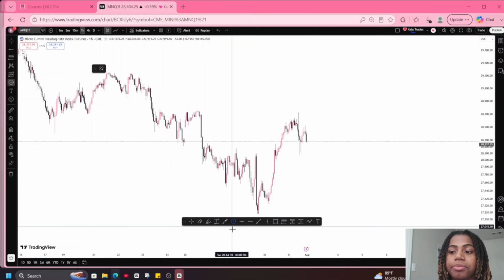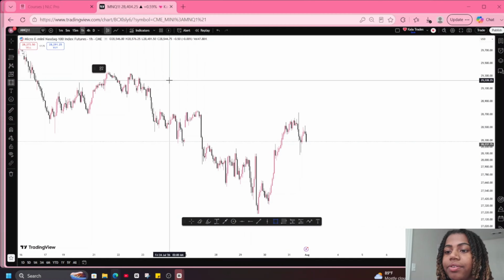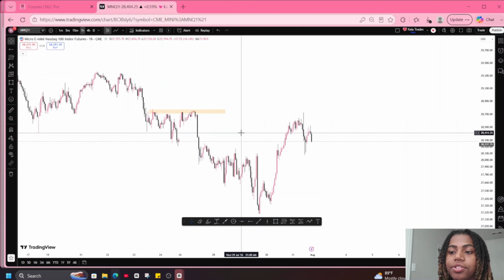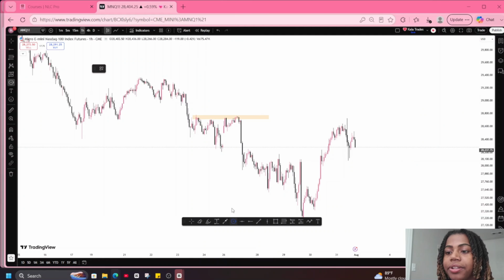I'll circle how many times price came to that level. Let me give you guys an example. Price stopped here 1, 2, 3, 4 times. So to make it clear for my students, I will put the circle.